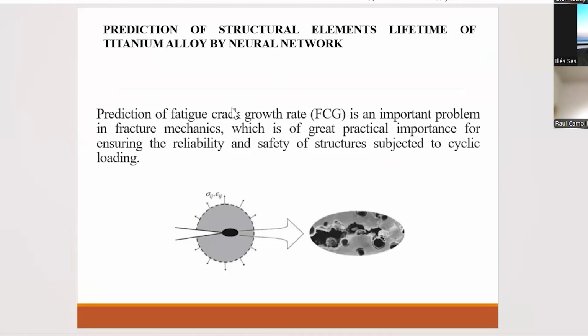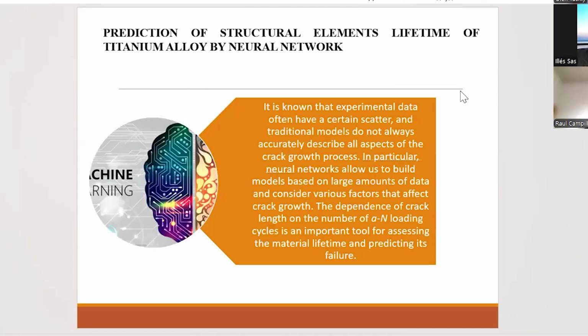So, prediction of fatigue growth rate is an important problem in fracture mechanics, which is of great practical importance for ensuring the reliability and safety of structures subjected to cyclic loading. It is known that experimental data often have a certain scatter, and traditional models do not always accurately describe all aspects of the crack growth process. In particular, neural networks allow us to build models based on large amounts of data and consider various factors that affect crack growth. The dependence of crack length on the number of loading cycles is an important tool for assessing the material lifetime and predicting its failure.